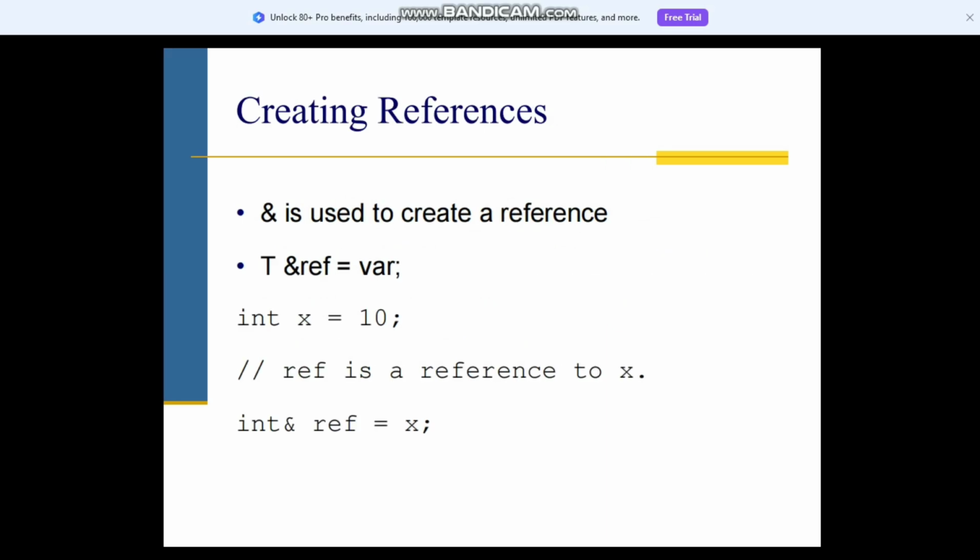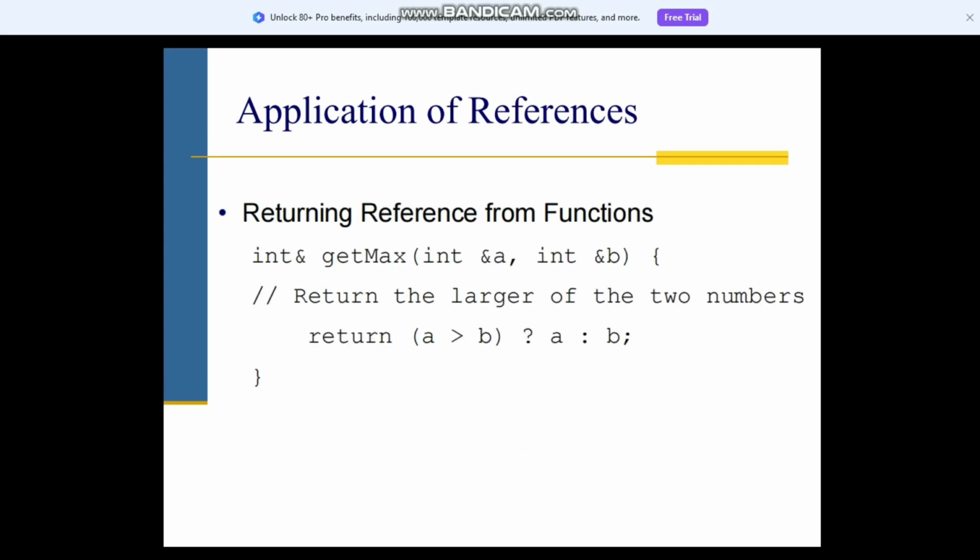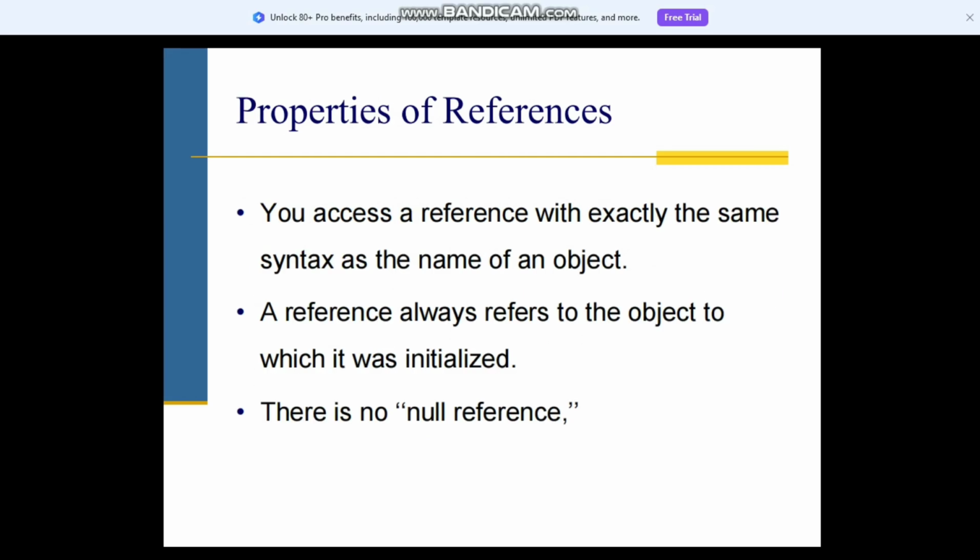Now, creating references. We use the ampersand symbol to represent it. Here is an example of the application of it: passing arguments by reference, then returning a reference from functions. Now, what are the properties of references? They can be accessed just like normal variables, always refer to the object they were initialized with, and no null references exist in C++.